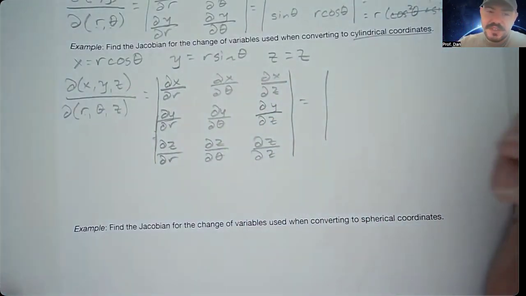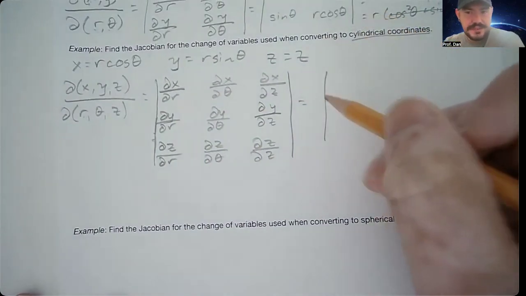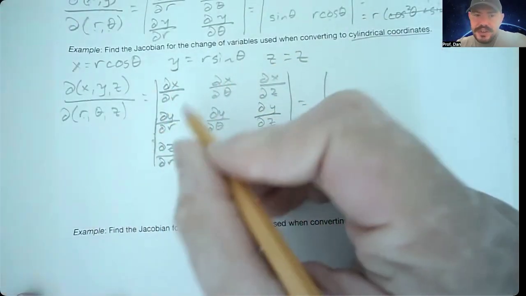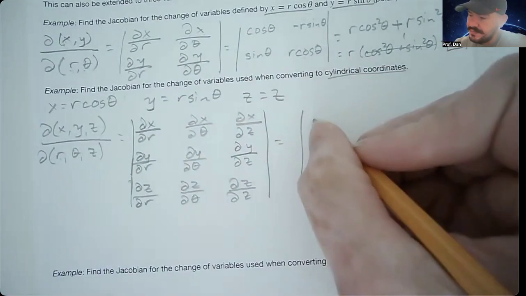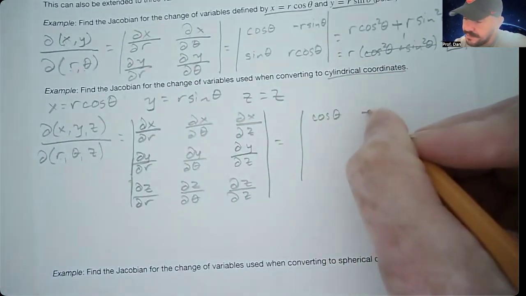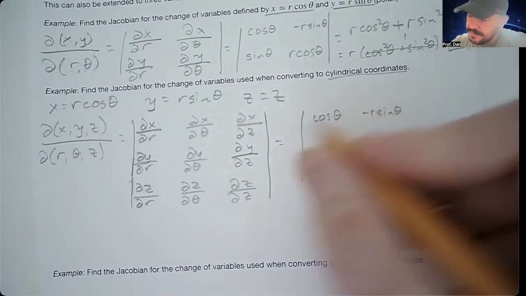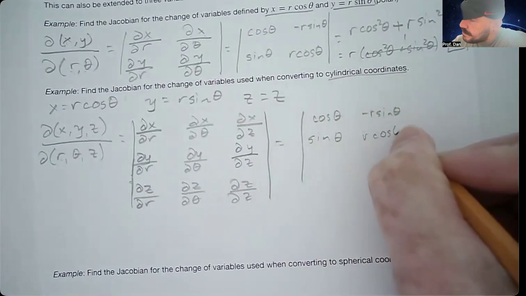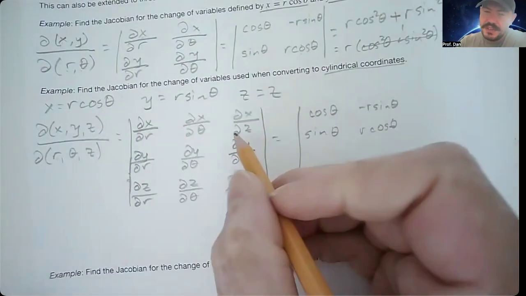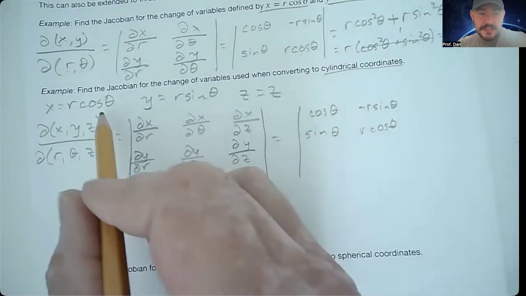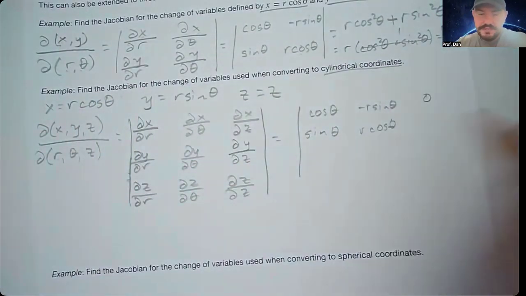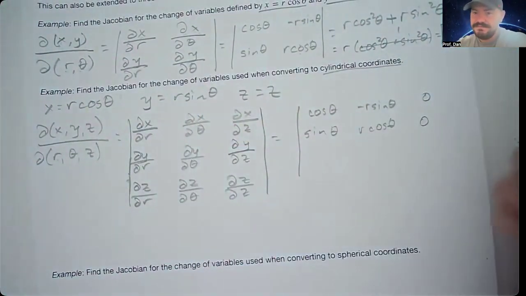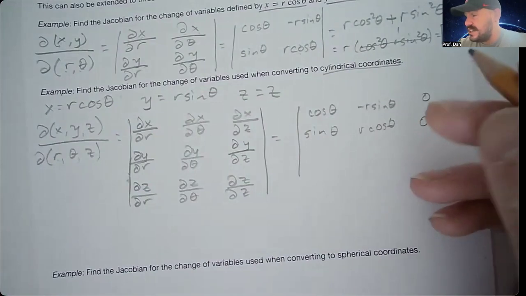And what's going to end up helping us out a lot is that a lot of these entries are going to end up being zeros. So we can get this little square in here from the last problem that we did. All right. And now if I take the derivatives with respect to z, there's not a z here. That derivative is zero. There's not a z here. That derivative is zero. So there we go. We have the first two rows already.